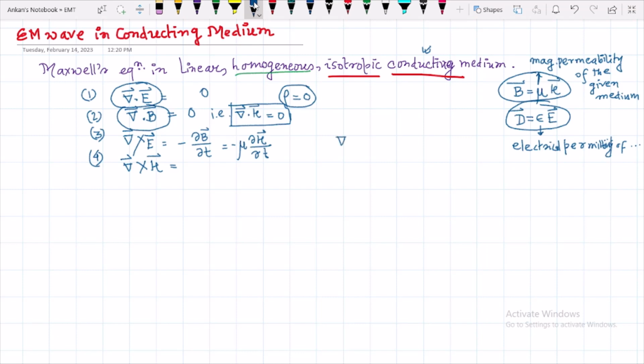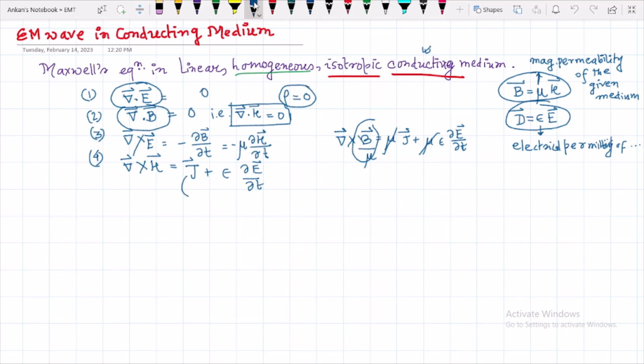Let me write the original form so that the del cross B is equal to mu naught J plus mu naught epsilon naught del E del T, which is for free space. Okay, let me generalize this by avoiding the naught term. So this is the more general formula. If we divide the B by mu, then this mu and this mu will get cancelled out and we get this as H. So we can write this as J plus epsilon del E del T.